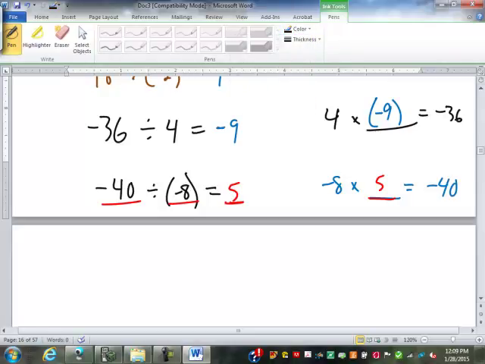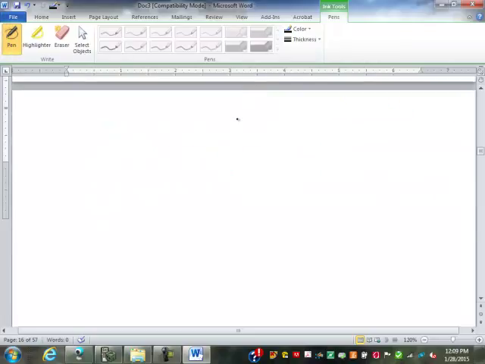Any questions? So now let's get back to our powers with the negatives in them. Negative 9 squared. Negative 9 times negative 9, of course, will be 81. A negative times a negative is a positive.